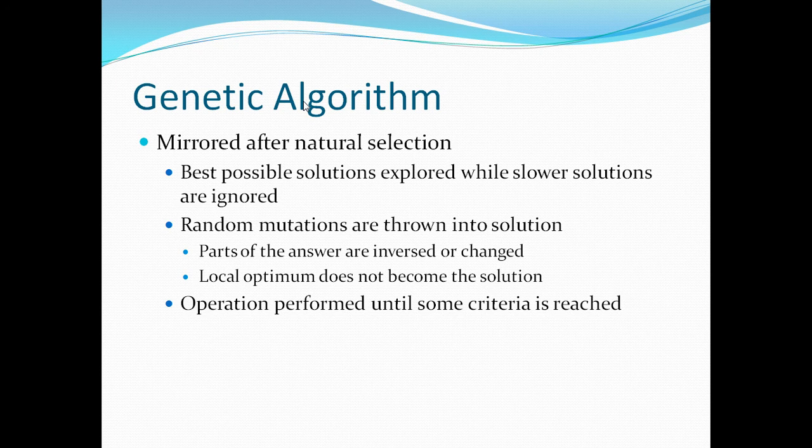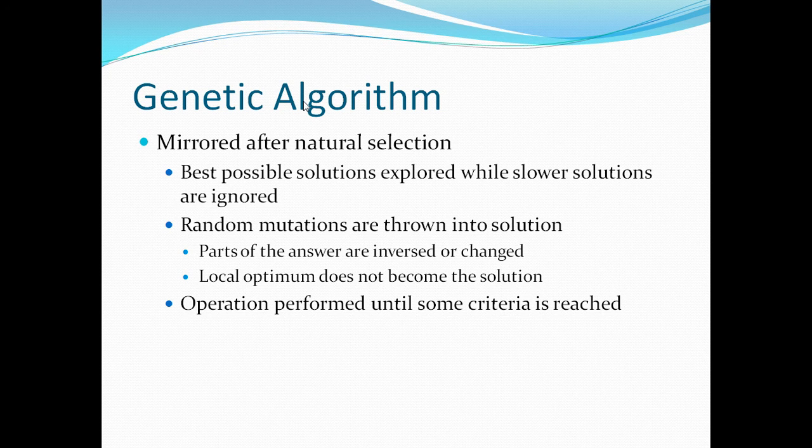So random mutations are thrown in, and random mutations can be inverses or just randomly changed numbers, where for example, if you have a gene that's 0, 1, you can change that to 1, 0. So that will just invert it, and it will throw it away from looking into that local optimum, so it won't get stuck there. So it'll just throw some randomness into the problem, so that way you can get closer to your global optimum.